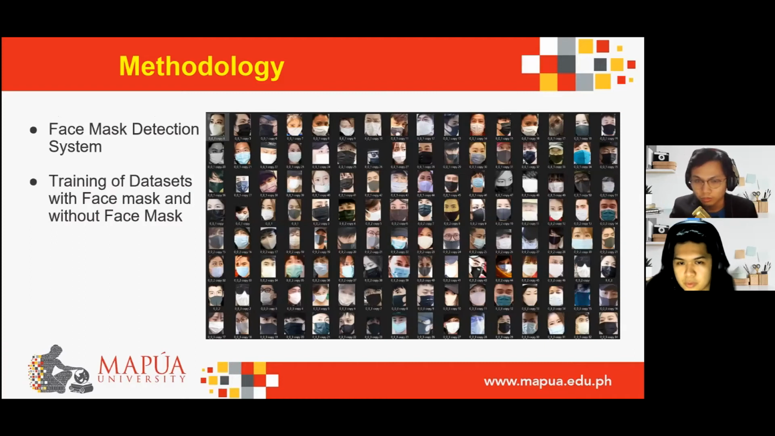So moving forward, for the face mask detection system, training a dataset plays a big role in accuracy, since the more data the program has, the more accurate the detection is. In this research, we gather a large number of datasets from different sources on the internet, such as GitHub, Kaggle, and etc.